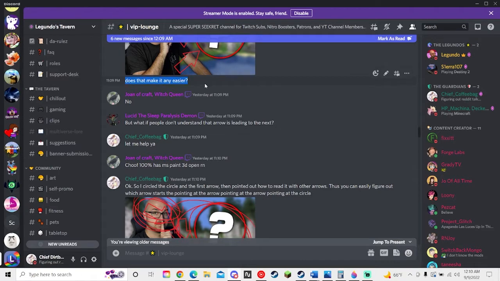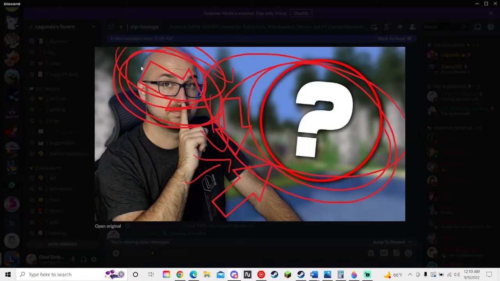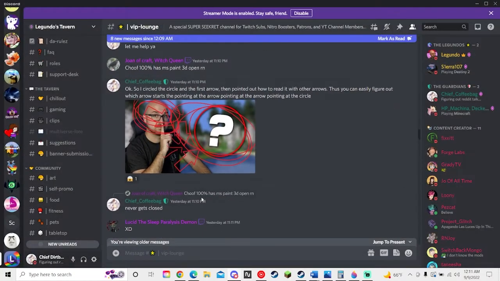But then again, I asked, does this make it easier? They say no, it doesn't. So I circled both the starting arrow and the end circle, which has the question mark in it, so you know where to start. And then I also put guidelines right here, and right here. So this arrow goes to this arrow, goes to this arrow, goes to this circle, which goes to that question mark, and you know that because it's all circled and there's guidelines. And then I explained it all.